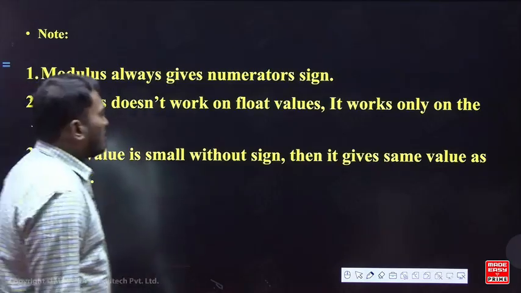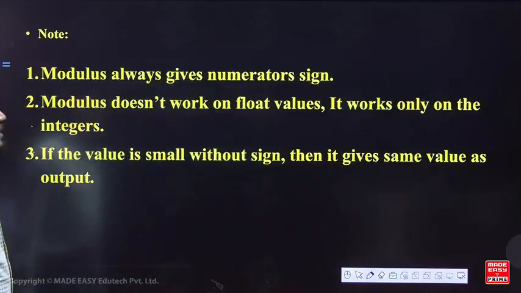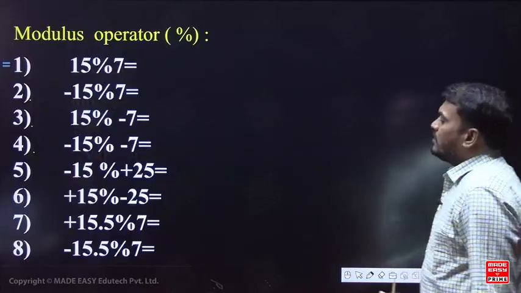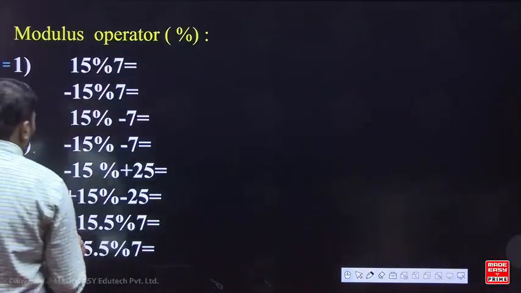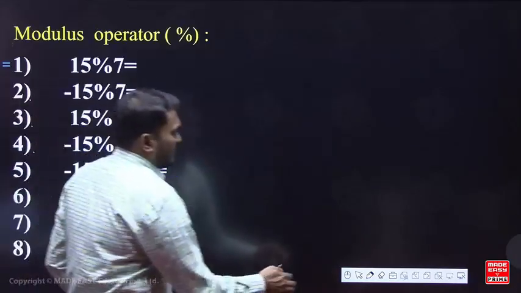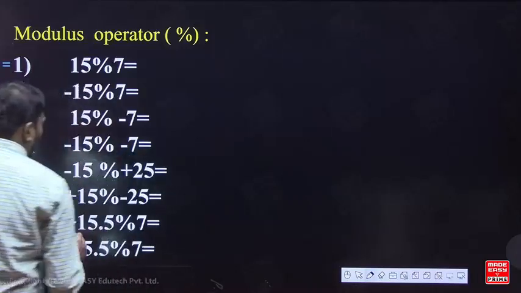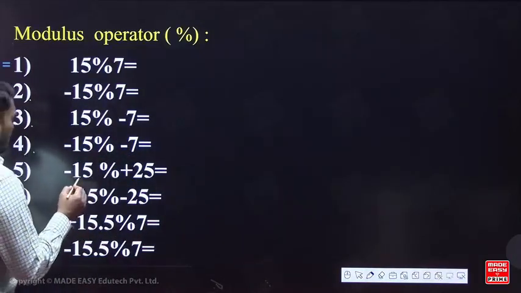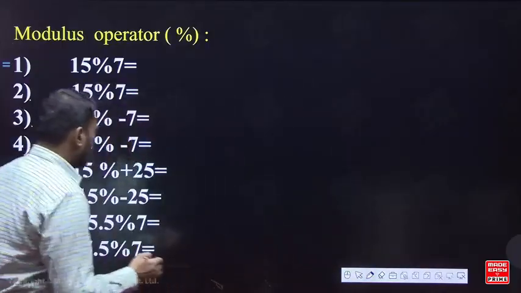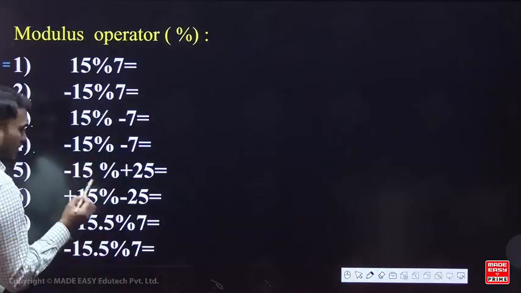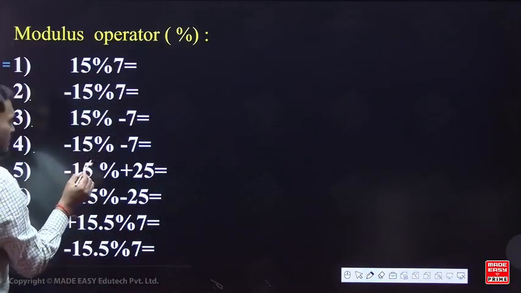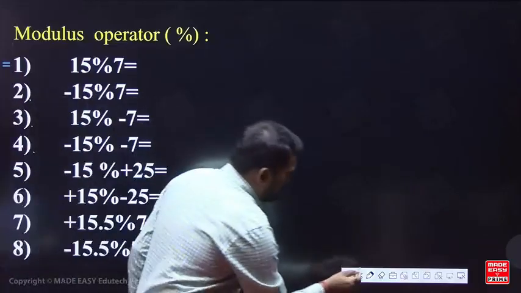So what do you mean by the third point? If the value is small without sign, then it gives the same value as output. What is the meaning of the third point? It is applicable for this one, 15. Look at here, for question number 5 and 6, if the value is small without sign, what happens to this?